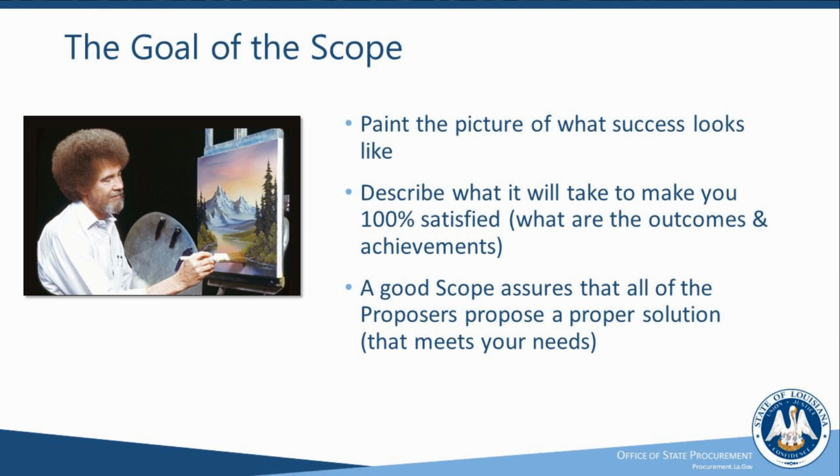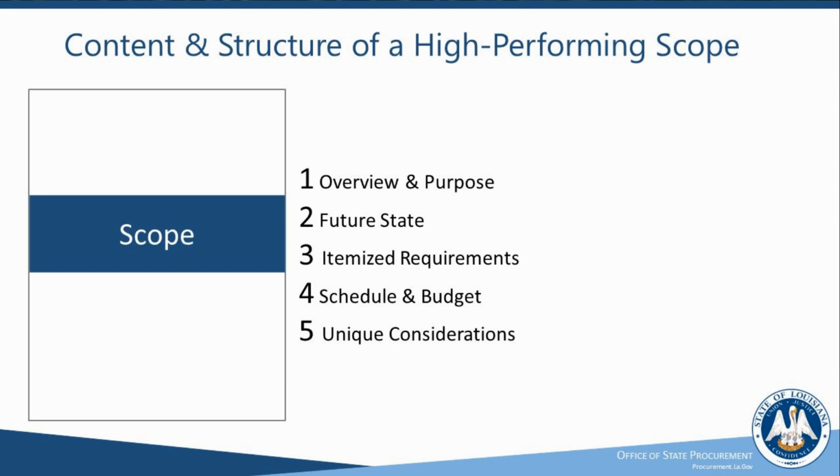A reminder too is that we're painting that picture of success. It doesn't mean that we are perfect, that we have every minute detail defined in the perfect sense. We're trying to paint the overall picture of what is a successful outcome for our agency and for our state as a whole. Now, the content and structure of that scope should cover these 5 key areas. And let's go through them one by one.